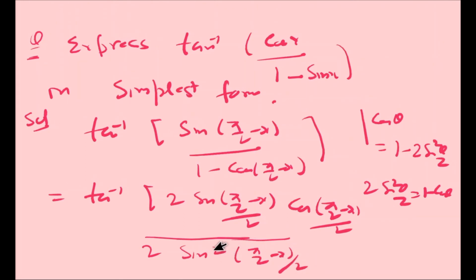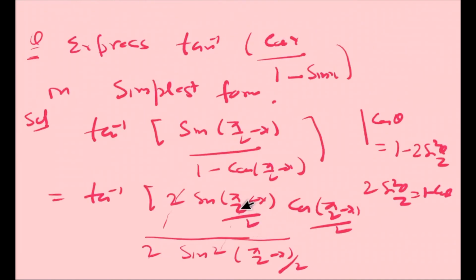Now you can see here 2 is cancelled, and one sine is cancelled. What is left here? Cot. So what is left here is tan inverse cot of pi by 4 minus x by 2. We can write here pi by 4 minus x by 2. This is then cancelled, pi by 4 minus x by 2.